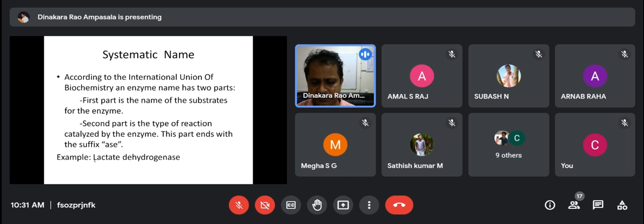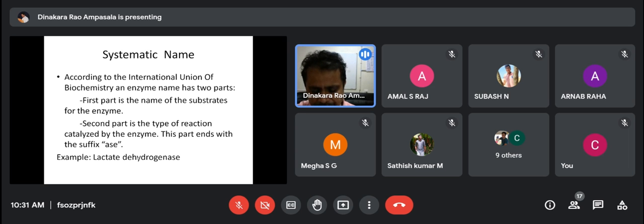So the substrate will have ase. For example, take the enzyme lactate dehydrogenase. Lactate is the substrate, and dehydrogenase has ase. What is it doing? Dehydrogenation, so it is removing hydrogen. So lactate dehydrogenase. You can see the enzyme is working on lactate.